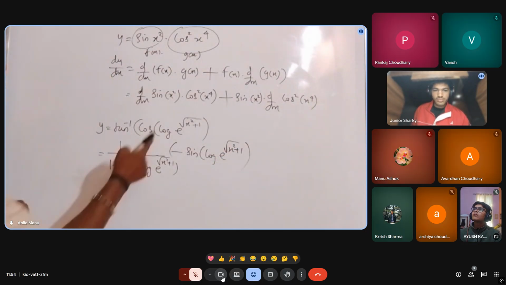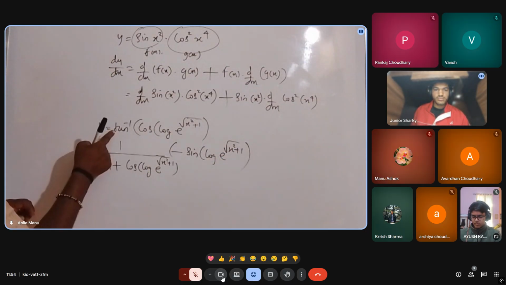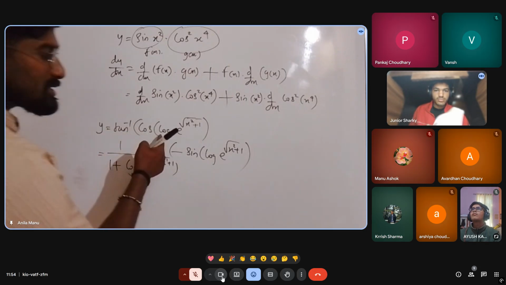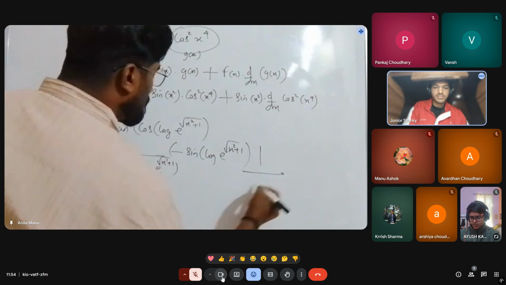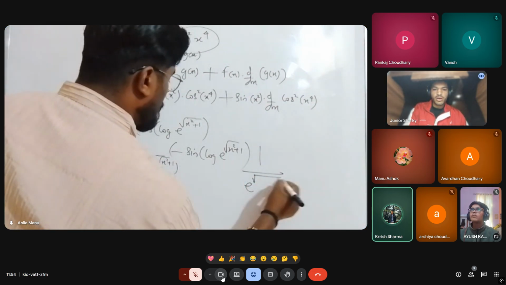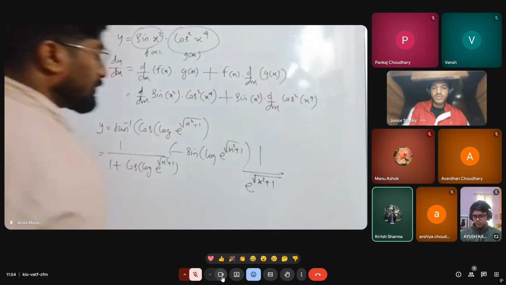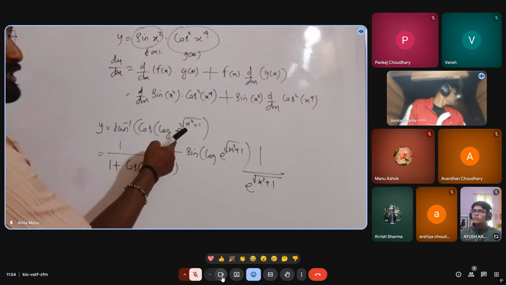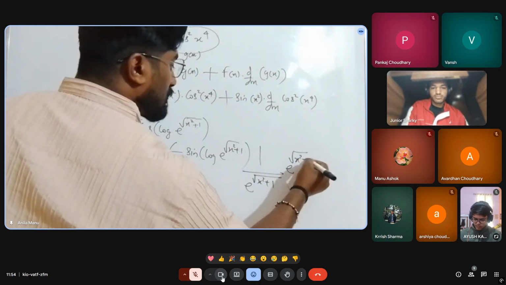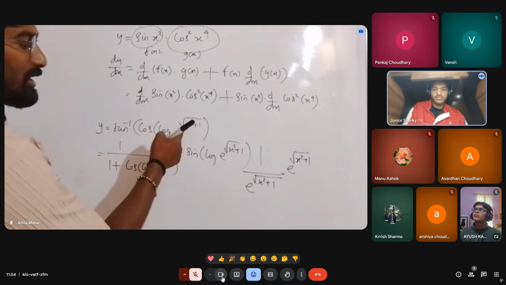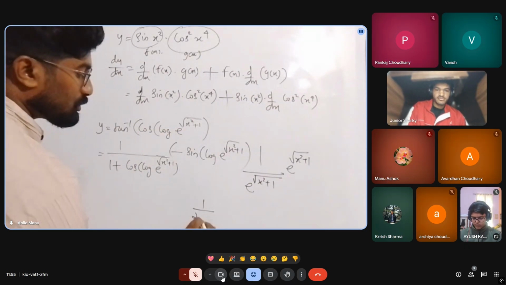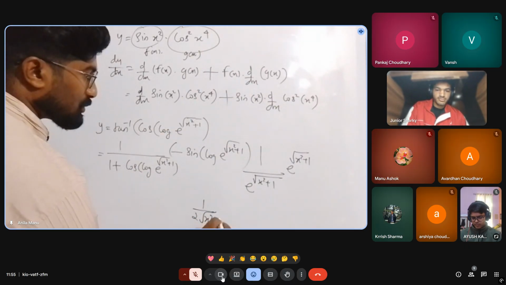The next: tan inverse is completed, cos is completed, next log. The derivative of log x is 1 by x, that is 1 by e raised to root x square plus 1. Then the derivative of e raised to x is e raised to root x square plus 1. Then we have root x. The derivative of root x is 1 by 2 root x square plus 1.